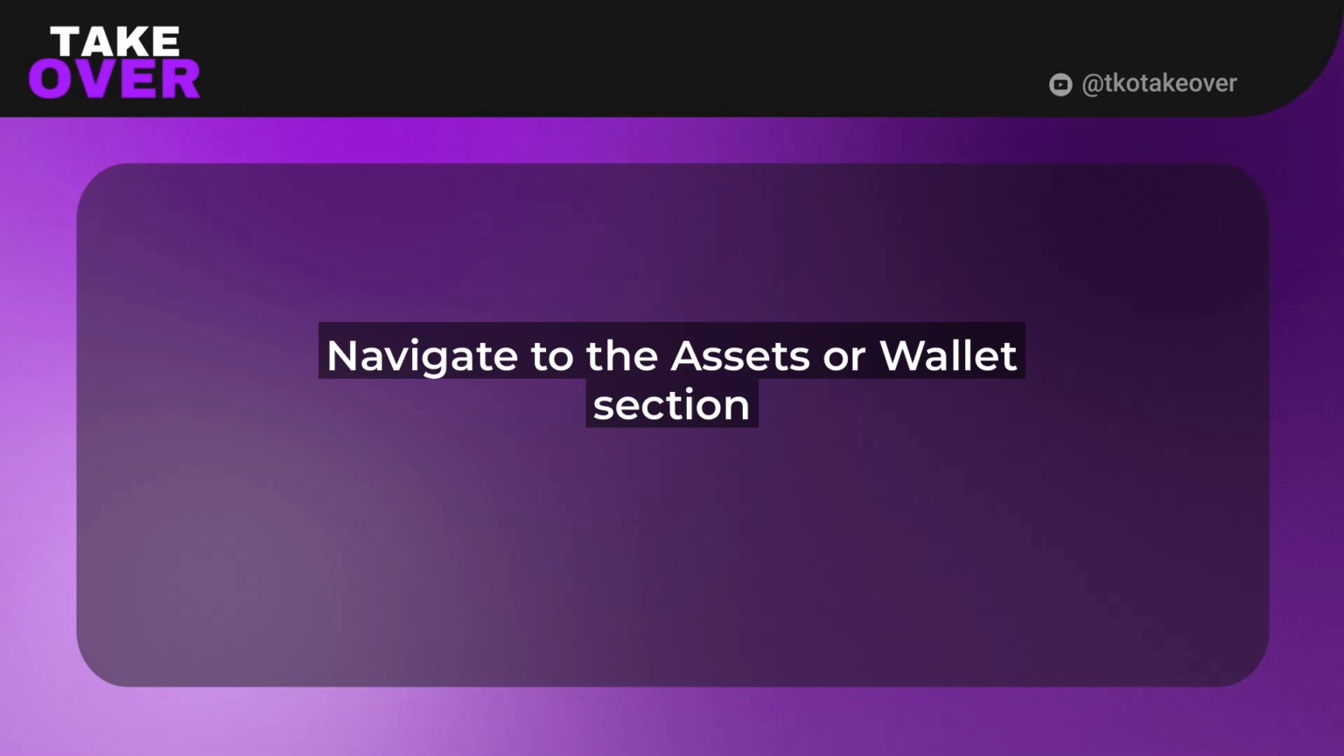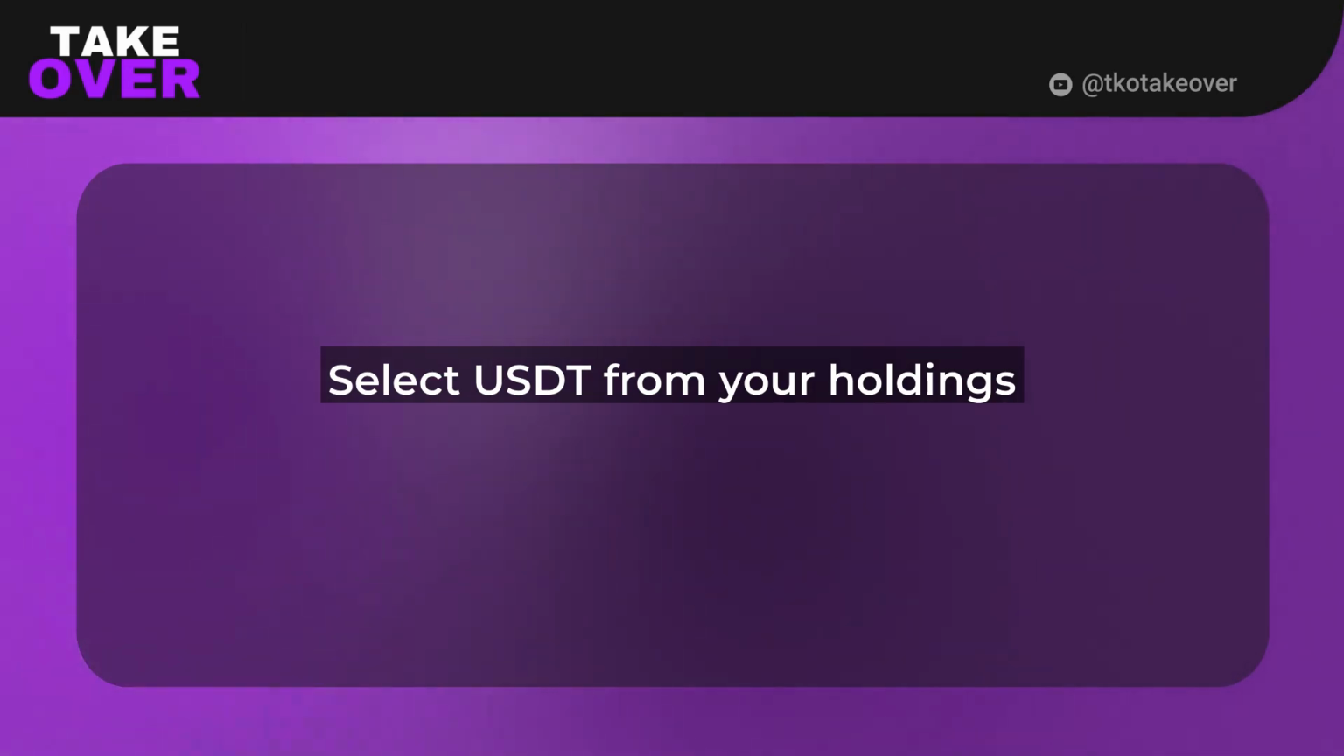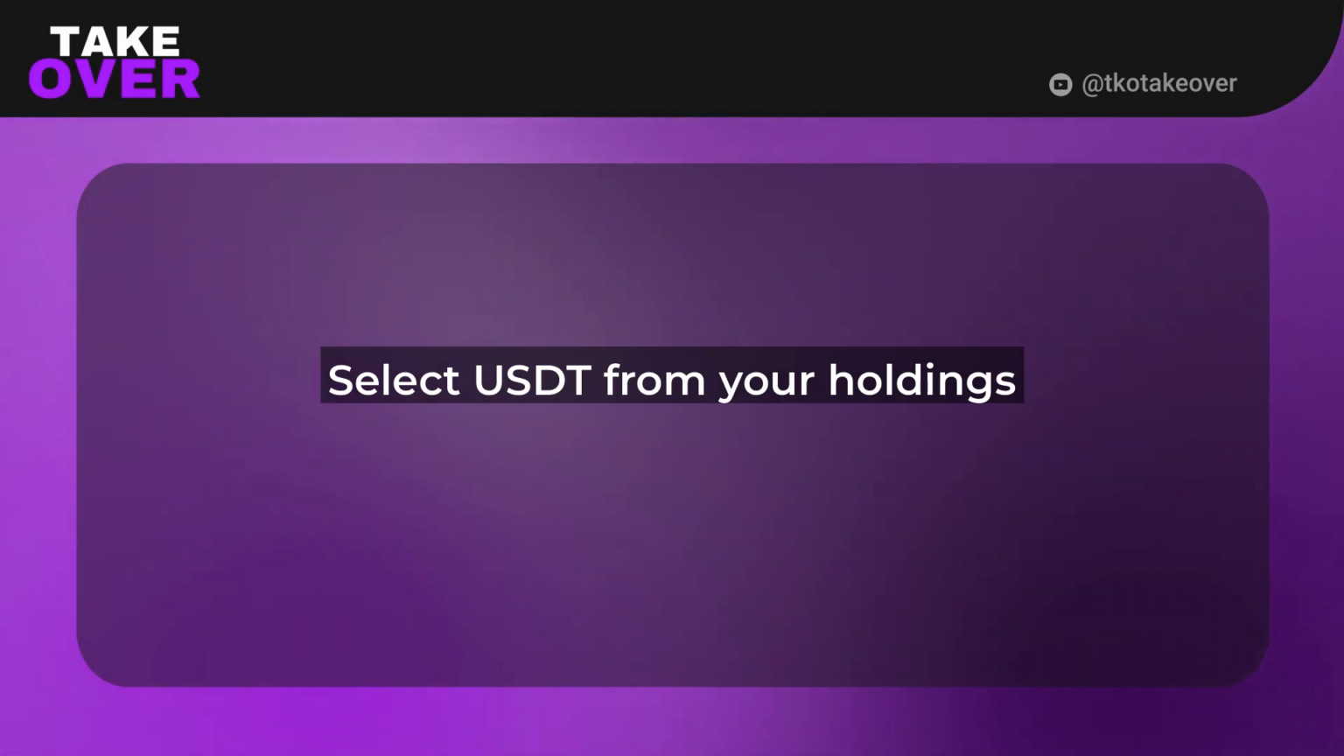First things first, you'll need to log in to your Bybit account. Make sure you're on a secure network to protect your assets. Once you're logged in, head over to the Assets or Wallet section. This is where you can see all your cryptocurrencies, including USDT.